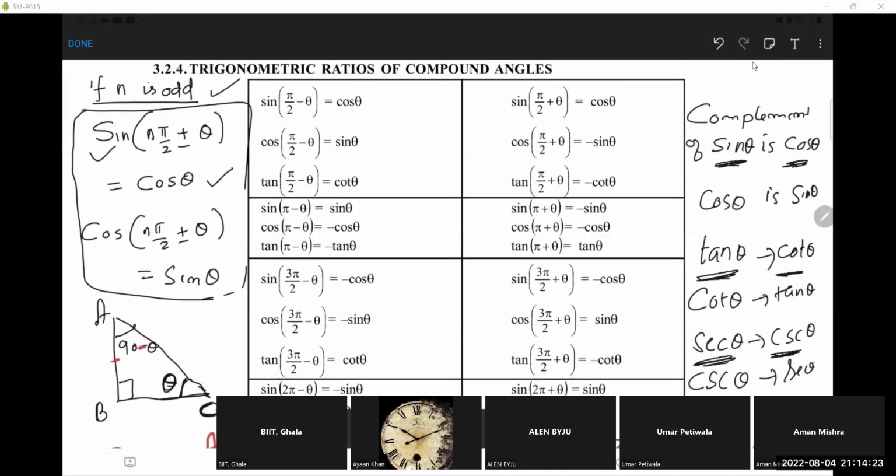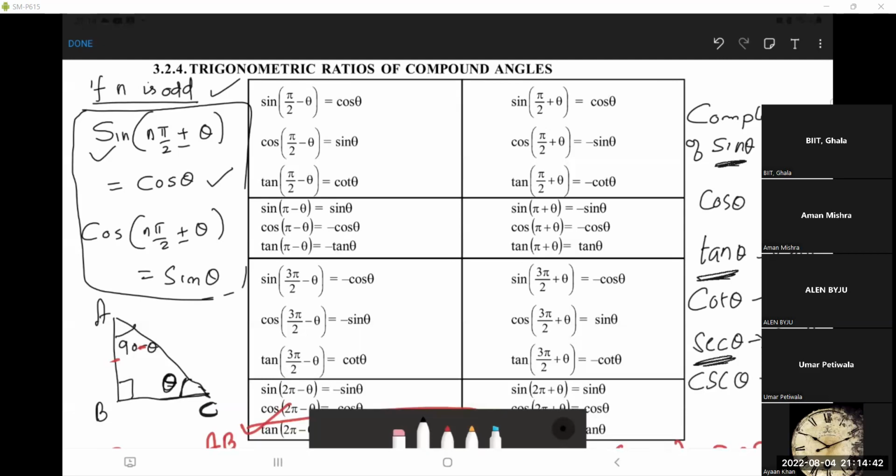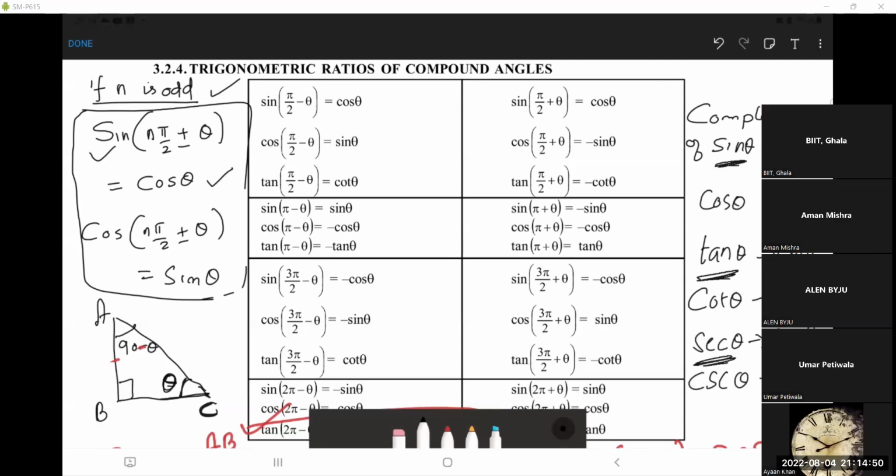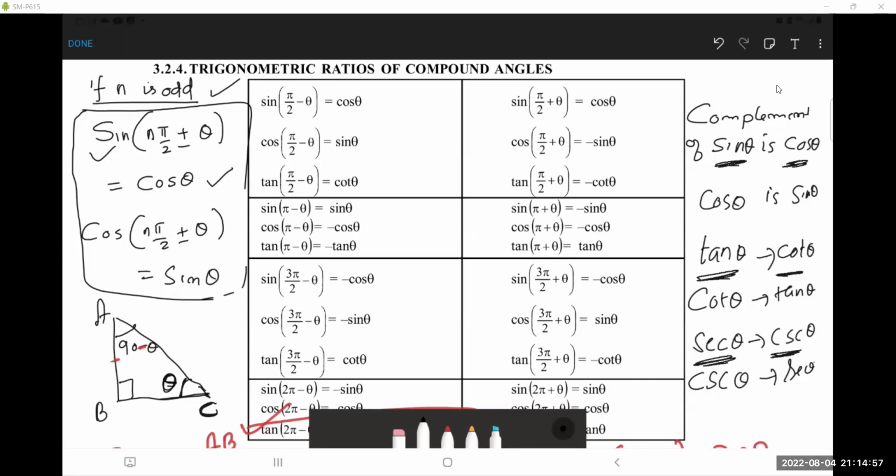Hello, is it clear? Anything? Up to this clear or not? Anything you want to add or something? Siddiq, Aman, Alan Baiju, Ayan, Umar. Is it clear or not? Yes, sir. Yeah. Okay, fine.